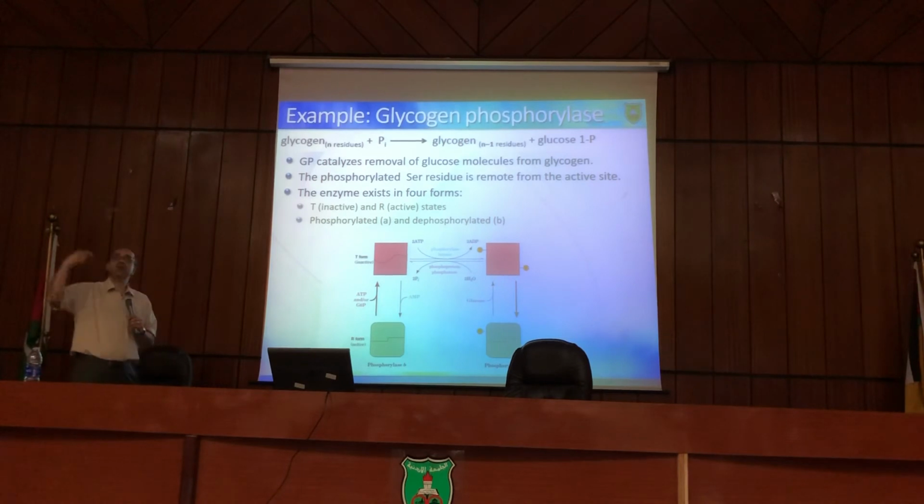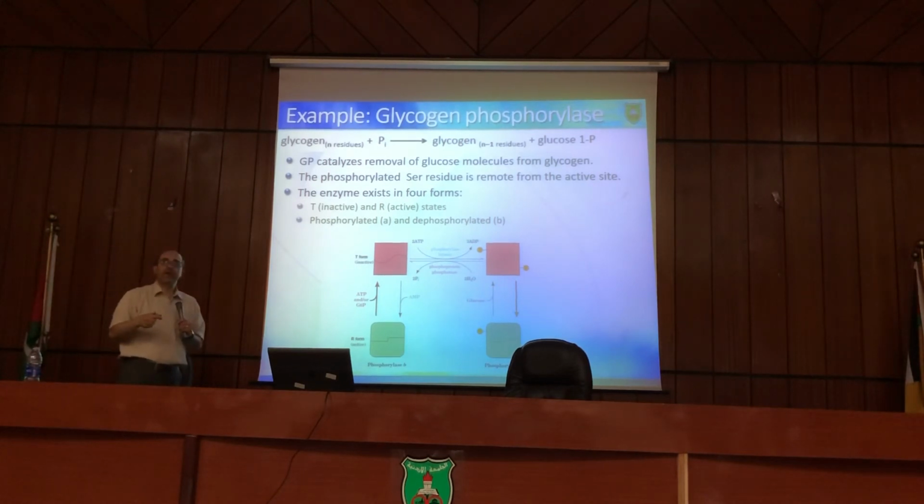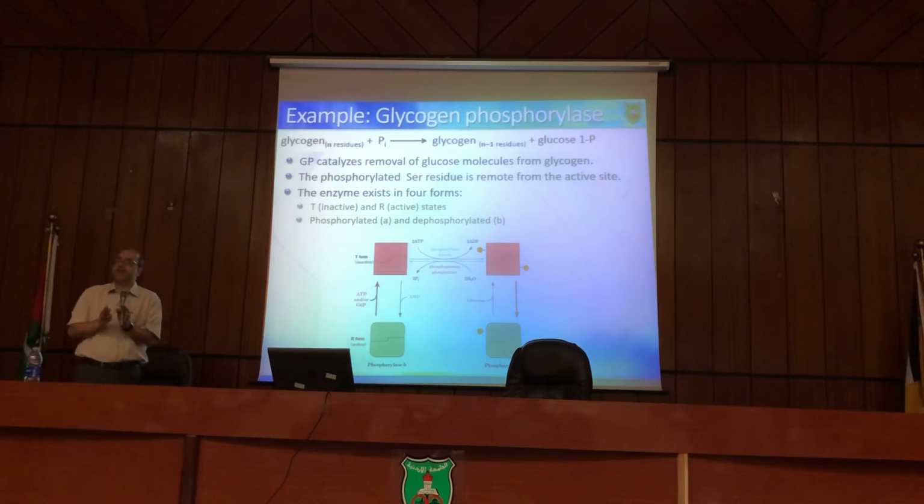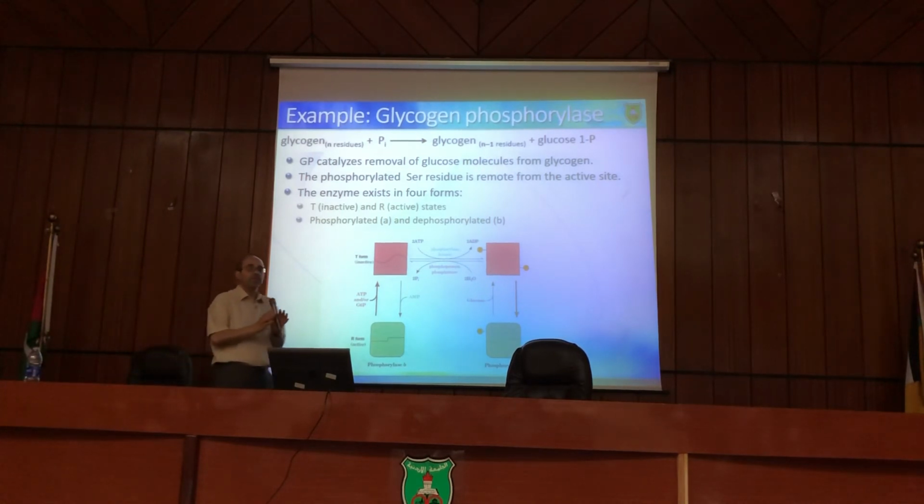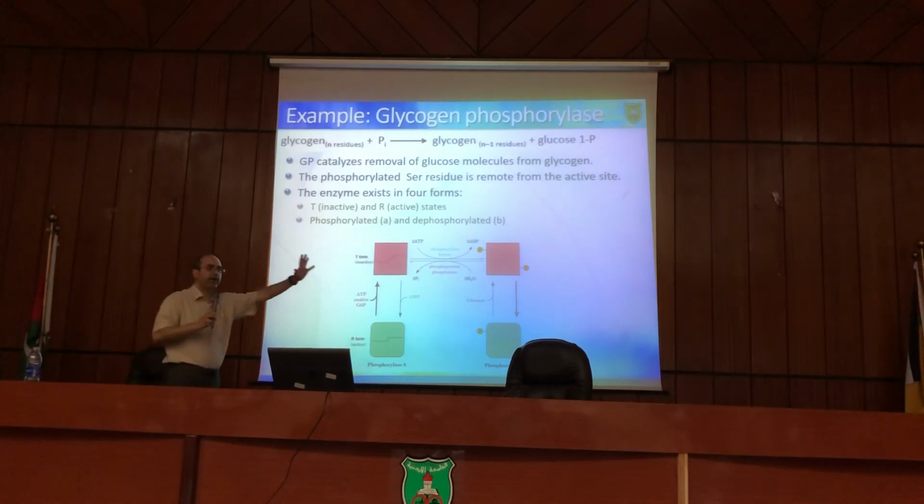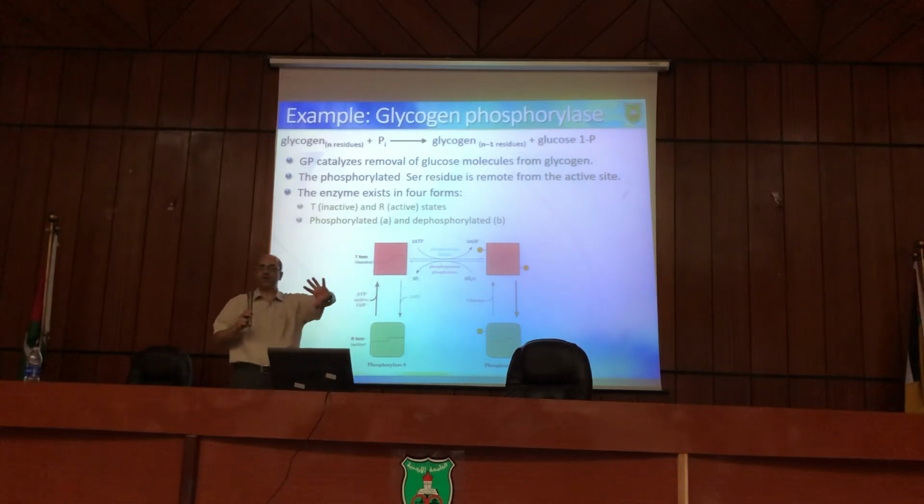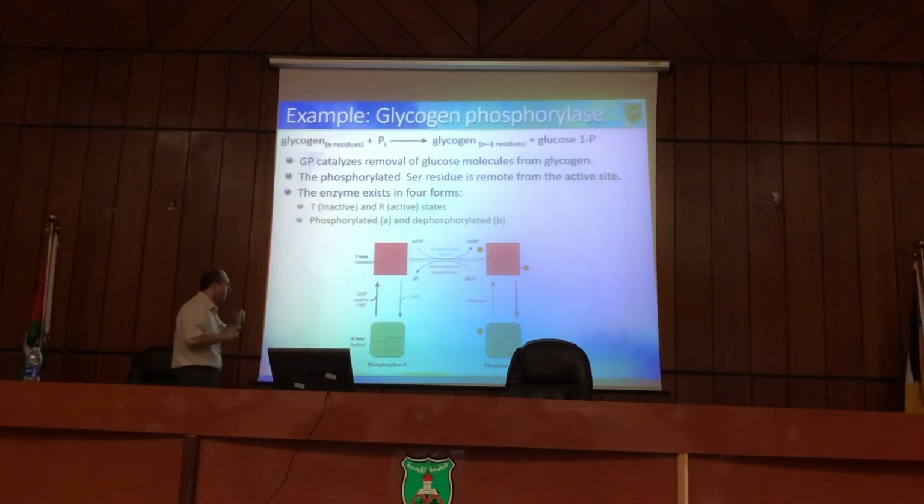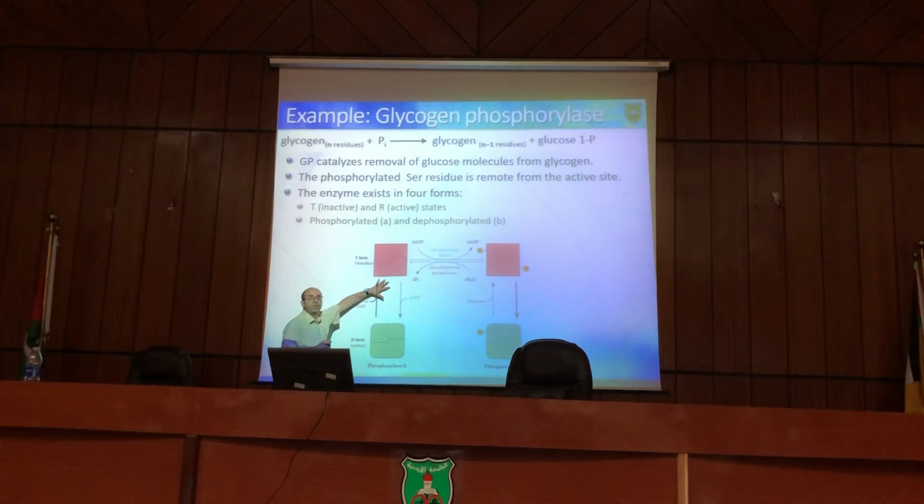Now, the other 2 forms are related to phosphorylation. If it is phosphorylated, it's known as phosphorylase A. If it is not phosphorylated, it is known as phosphorylase B. Okay? So we have 2 states again, R and T, and the enzyme is either phosphorylated or not phosphorylated. Now, how are they connected to each other? How does phosphorylation affect the structural state of the enzyme? Now, if it is not phosphorylated, usually this is the R state, this is the T state. It exists in equilibrium. Okay?